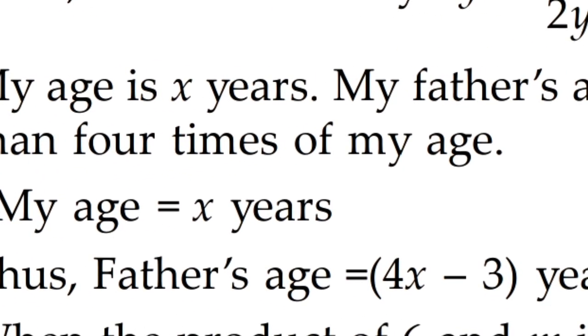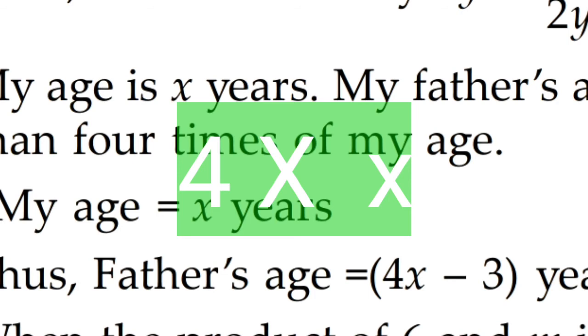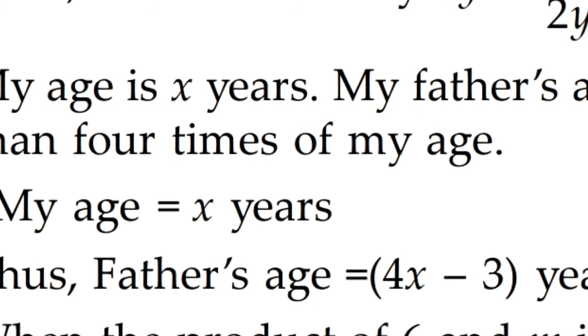4 times my age will be 4x. 4 into x, that is 4x. And 3 less than 4 times, it means minus 3. So my father's age will be 4x minus 3. First you will do 4 times, that is multiplied by 4, and then less means minus, so you will subtract 3 from it. So my father's age will become 4x minus 3.